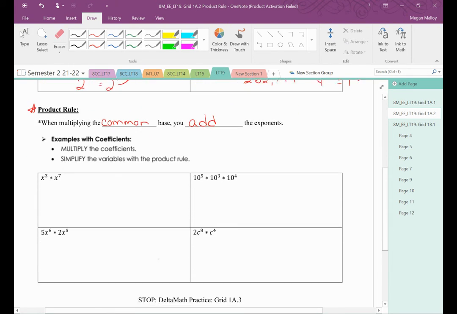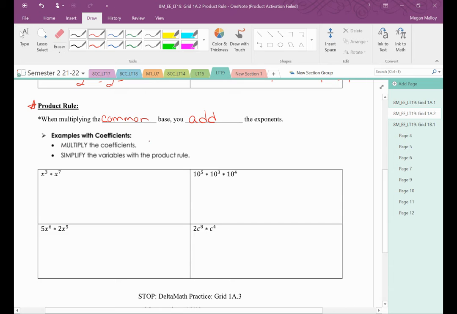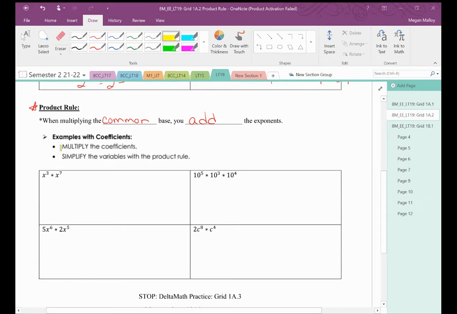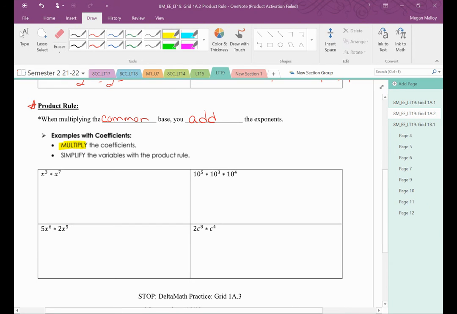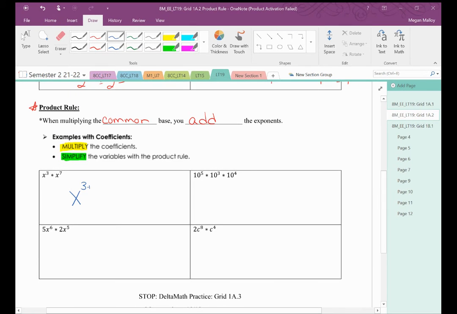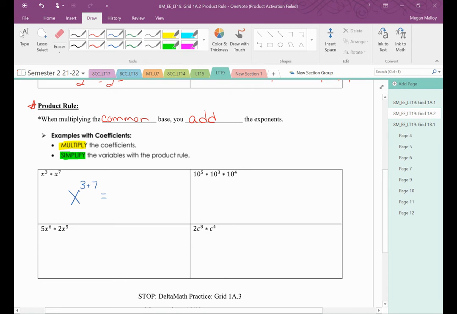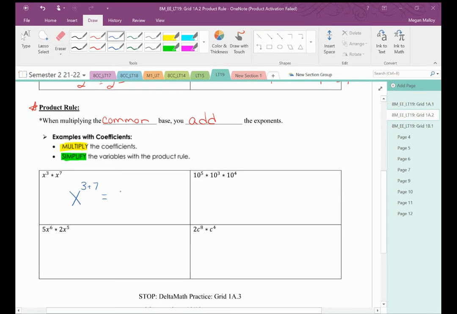Now, some things to keep in mind. Sometimes you will have coefficients. If that is the case, you do have to be careful because you're going to multiply the coefficients, but then use the product rule to simplify the variables. So to look at our first one here, we have x to the third power times x to the seventh power. X is our common base, and then I am going to add those exponents. So x to the third times x to the seventh is going to give me x to the 10th.